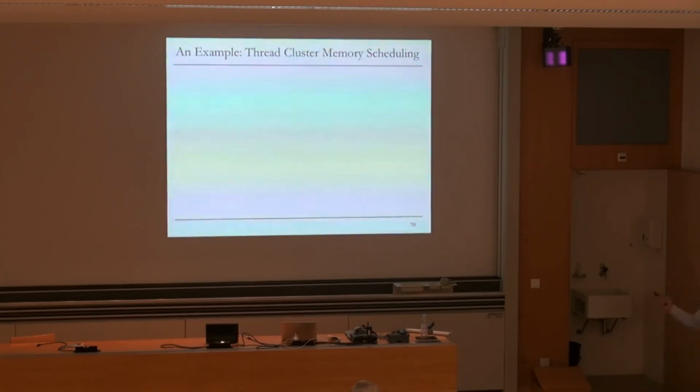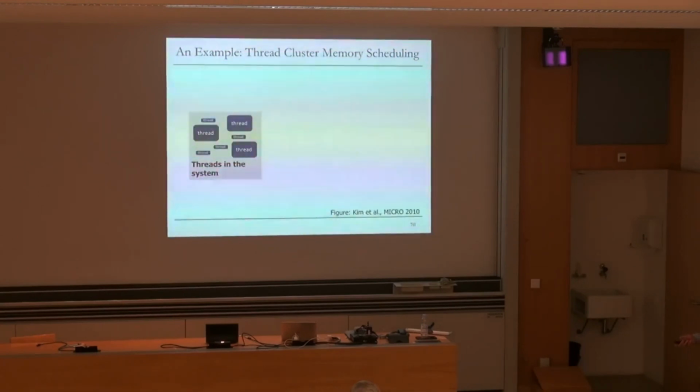So let's look at an example. There are many works, but this is one example. This is thread cluster memory scheduling. You have these threads in the system. Some of them are not memory intensive. Most of the time they hit in the caches, but very infrequently they send requests to main memory. Some of the threads are very intensive. You could think of this as mice and elephants. Little mice are not very demanding. Elephants are extremely demanding. They require more space, more bandwidth.